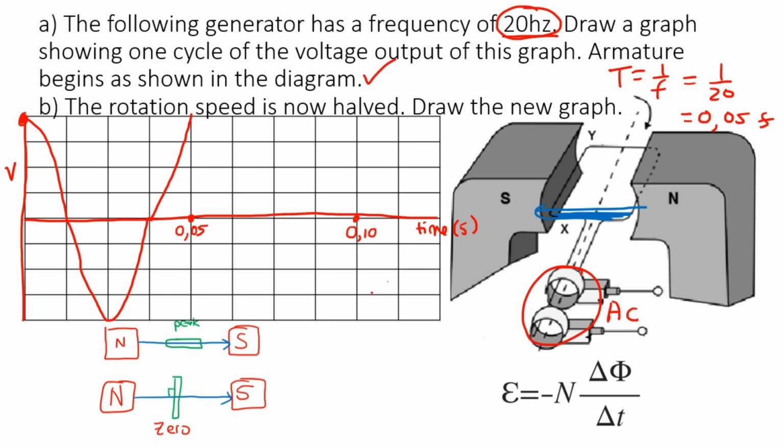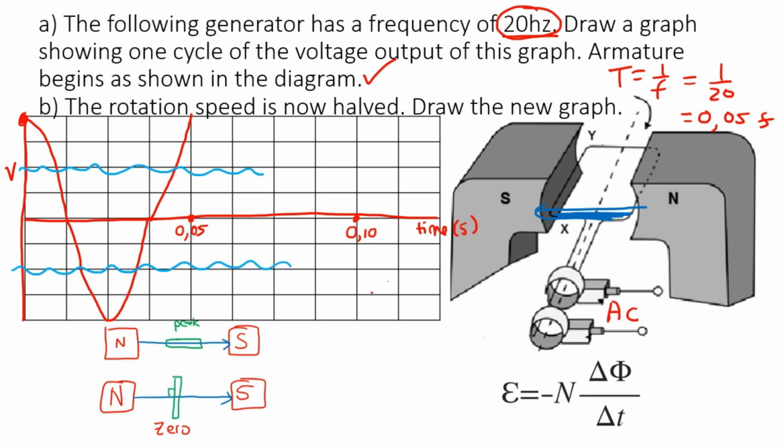Now it says the rotation speed is now halved. So now think about it, without even looking at the formula, if you rotate this device slower, are you going to make more electricity or less? Well, you're going to make less. So your voltage values are going to be half of what they normally would have been. So instead of going all the way up to this level and all the way down to this level, that's going to drop. We're only going to go half of that. So we're going to go up to this level and down to that level. So that's going to be our high and our low point on the graph. That's the first thing I want to talk about.